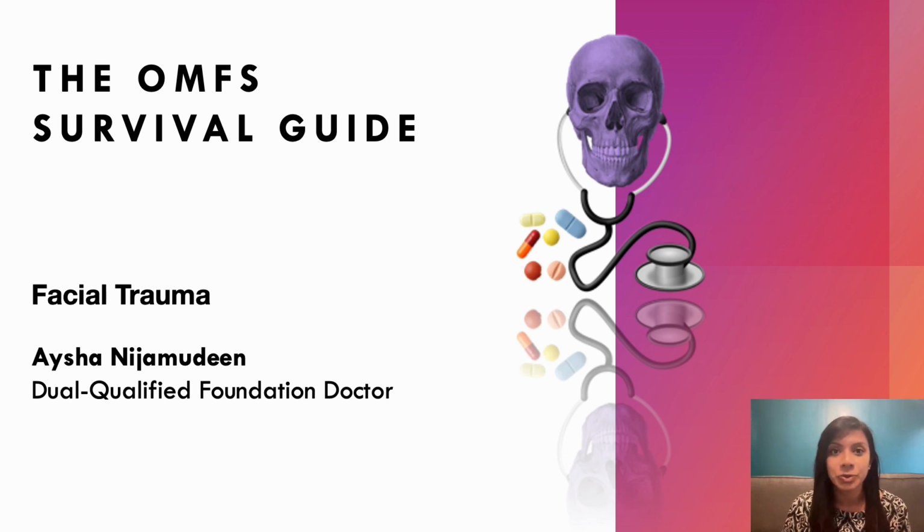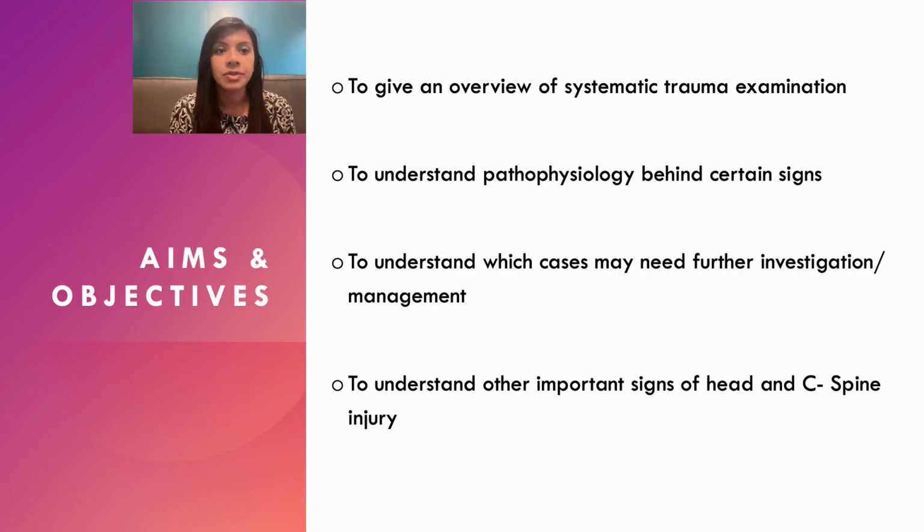This talk is on facial trauma, basically how to take a history, assess a patient, and some important things to look for on the imaging. So the aims for this talk are to give you an overview of a systematic trauma examination, to help you understand the pathophysiology behind certain signs, and to understand which cases might need further investigations or management by another team as well. We also want you to be able to understand some important signs of head and C-spine injury.